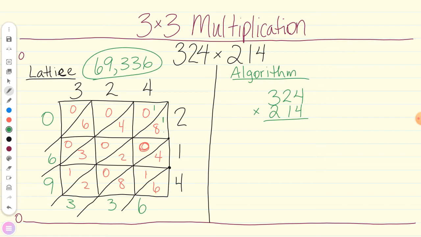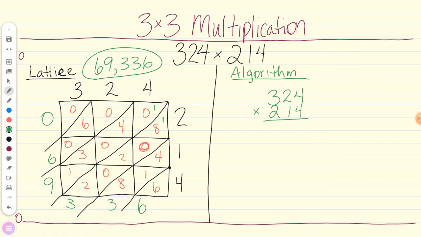What is my first big problem that I'm trying to get the answer to? Kylie? 4 times 300. Not times 300. Give me the whole top number. 4 times 300. Yeah, I'm really doing 324 times 4. Okay, so if it helps you, cover up that 2 and that 1 on that second number till you get your first set of answers.